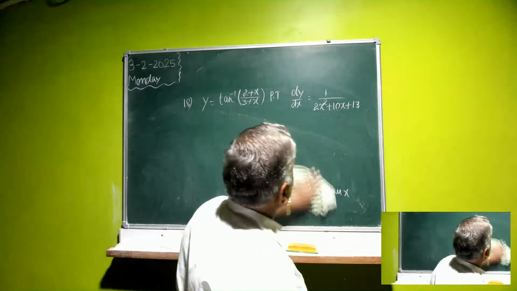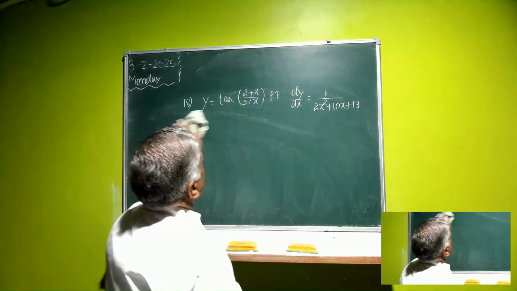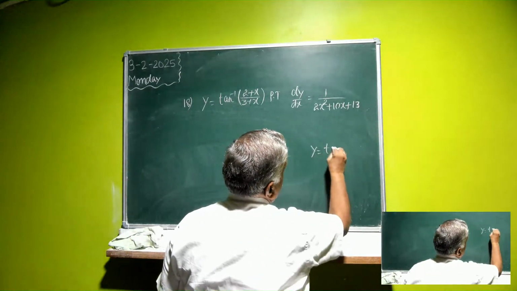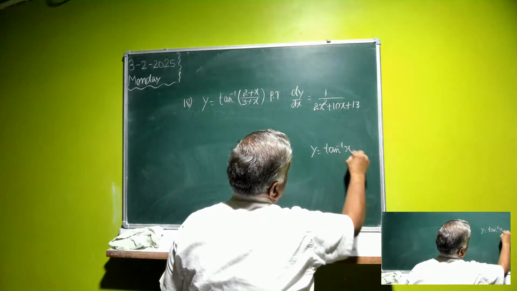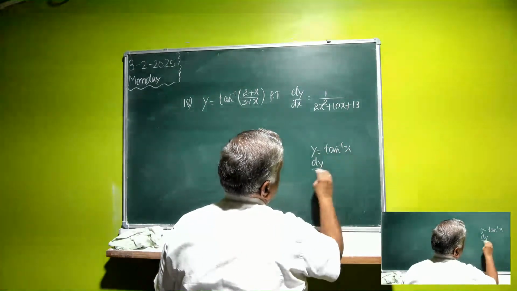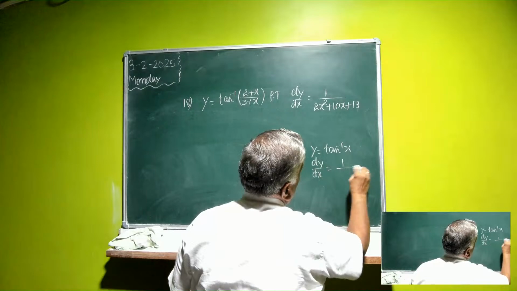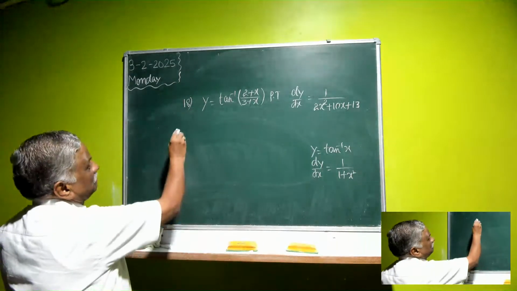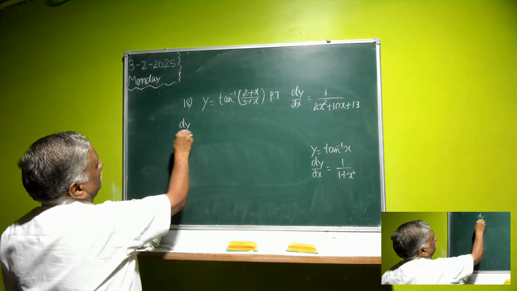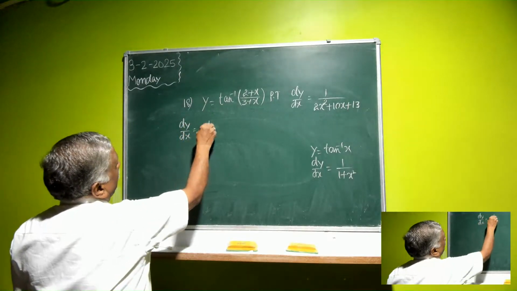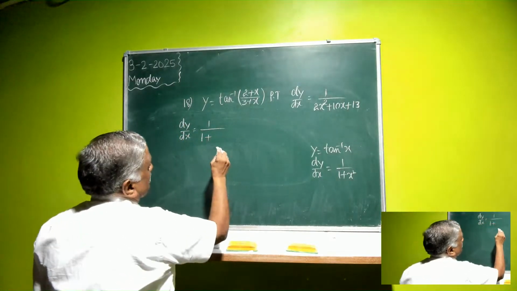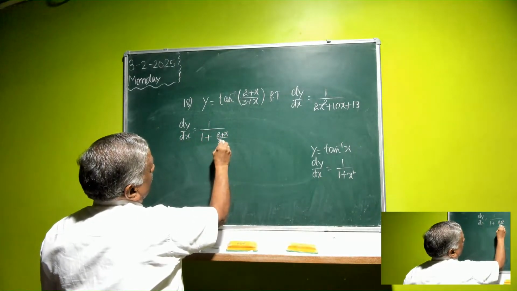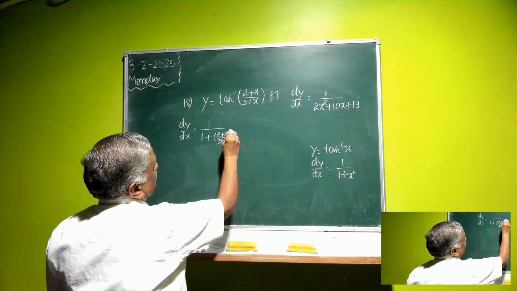So the first thing you have to differentiate is tan inverse. We recall, if y is tan inverse x, then dy by dx is 1 over 1 plus x square. So what is the first step here? dy by dx is equal to 1 over 1 plus, 2 plus x over 3 plus x, whole square.